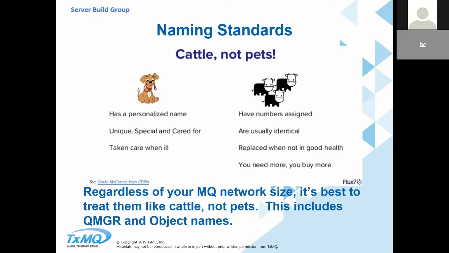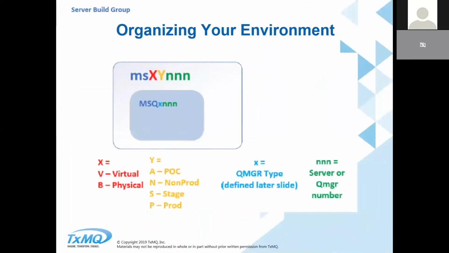In the end, we don't want to name our queue managers after Snow White and the 7 Dwarves, for example. We want to treat them more like cattle, where the queue managers or even the servers have an assigned number. They're usually identical, and then they can be replaced when they're not in good health. This gets more into the DevOps concept, where instead of treating your servers and your queue managers like individual pets, you treat them like cattle. You brand them, you number them. If they need to be replaced, you can replace them quite easily. And it doesn't matter the size of your network.